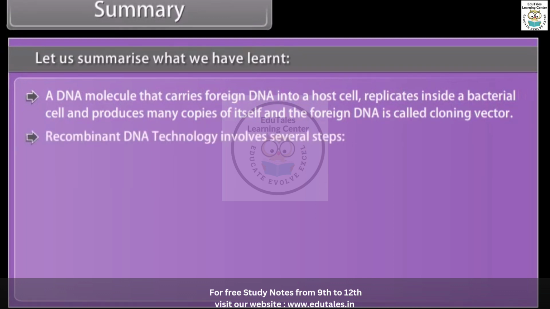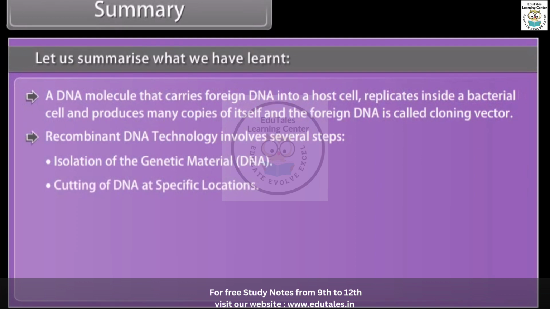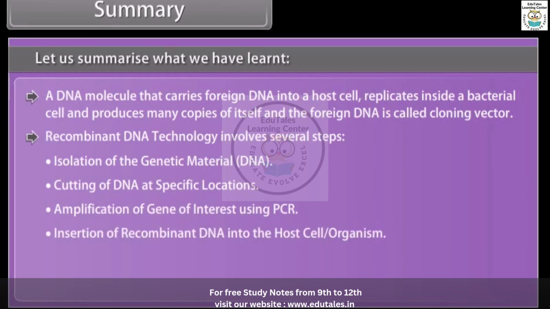Recombinant DNA technology involves several steps: isolation of the genetic material, DNA, cutting of DNA at specific locations, amplification of gene of interest using PCR, insertion of recombinant DNA into the host cell organism, obtaining the foreign gene product, downstream processing.